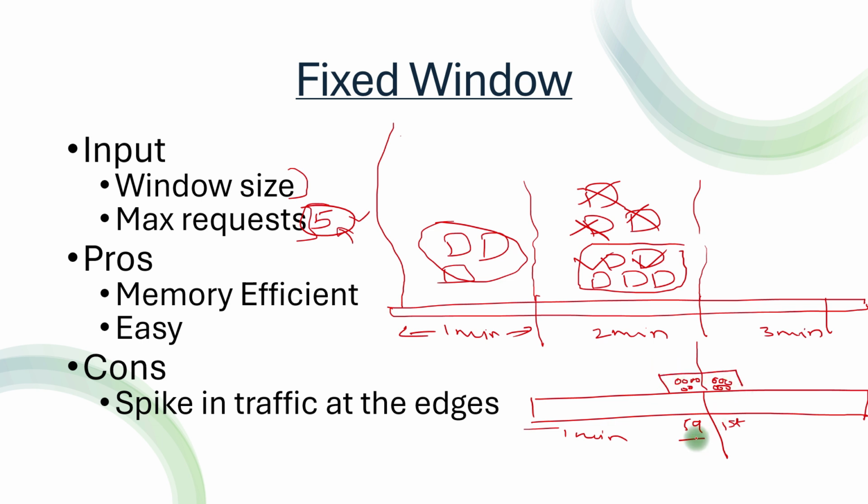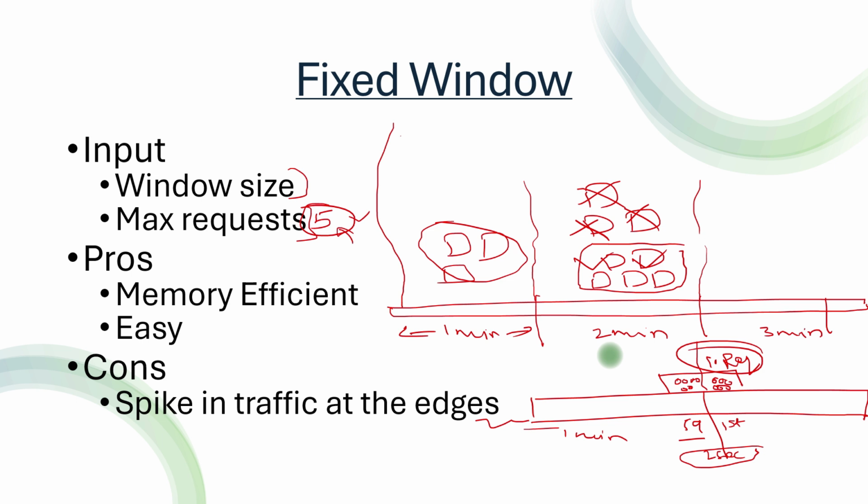So ideally this is the 59th second, this is the first second, so we have this 2-second window, right? In these 2 seconds we processed 10 requests, right? See the problem with this one. This spike in traffic at the edge is possible with this implementation.